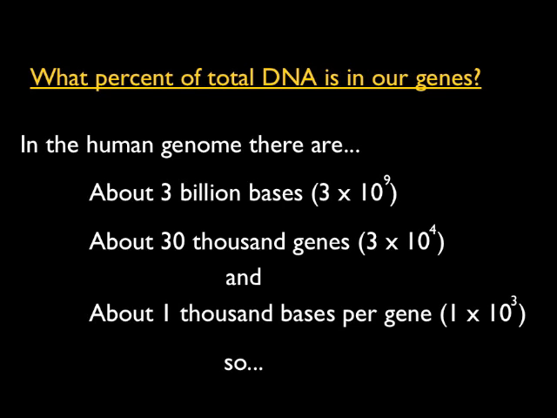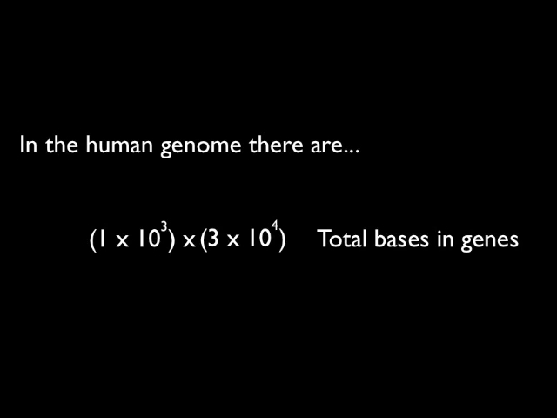That's 3 times 10 to the 9th in scientific notation. The human genome contains approximately 30,000 genes, and an average gene contains about 1,000 bases. Knowing these values, what percent of the total DNA is in our genes? If each gene has 1,000 bases and there are 30,000 genes, then 1,000 (1 times 10 to the 3rd) times 30,000 (3 times 10 to the 4th) is the number of bases contained in the genes. The total number of bases in the genome is 3 times 10 to the 9th, 3 billion.